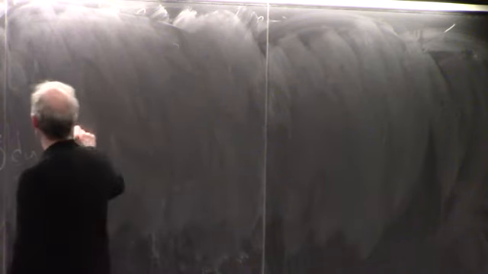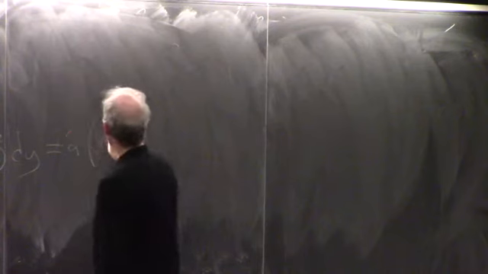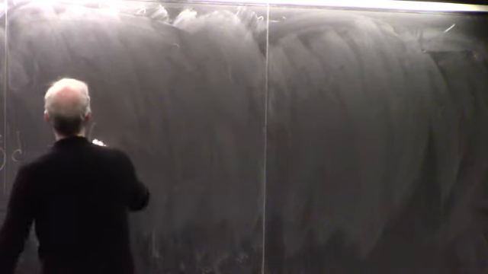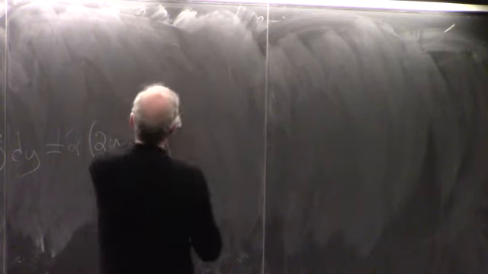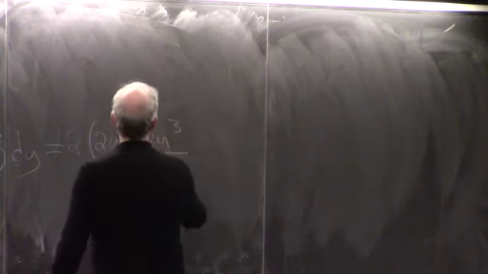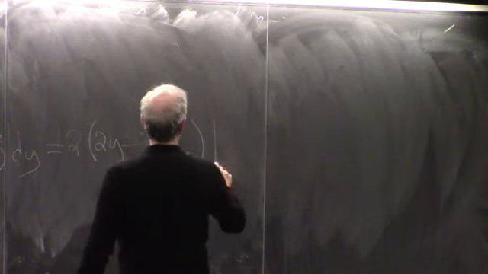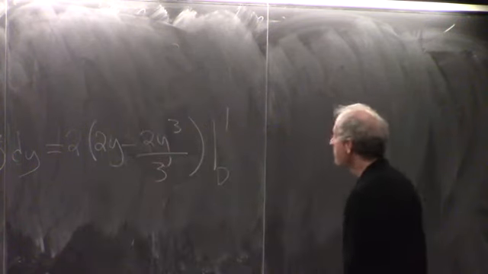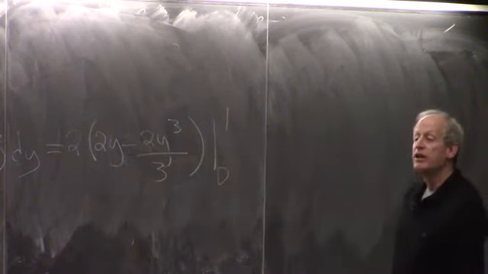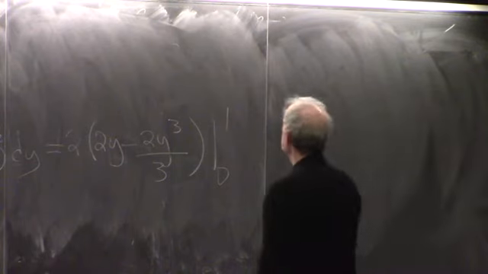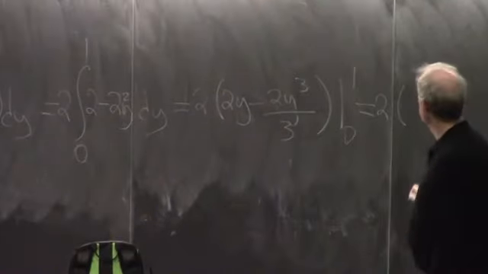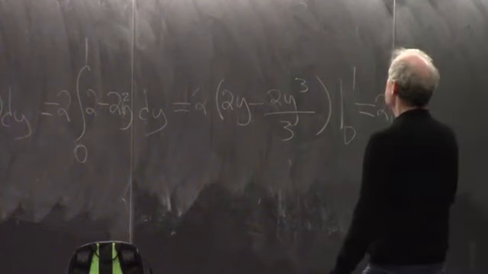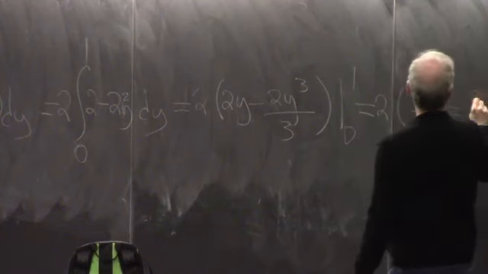Okay? So this becomes 2 times (2y minus 2y cubed over 3) from 0 to 1. So you plug in 1 and you get 2 minus 2/3, right? Which is 4/3. You plug in 0, you get 0, so it's 8/3.